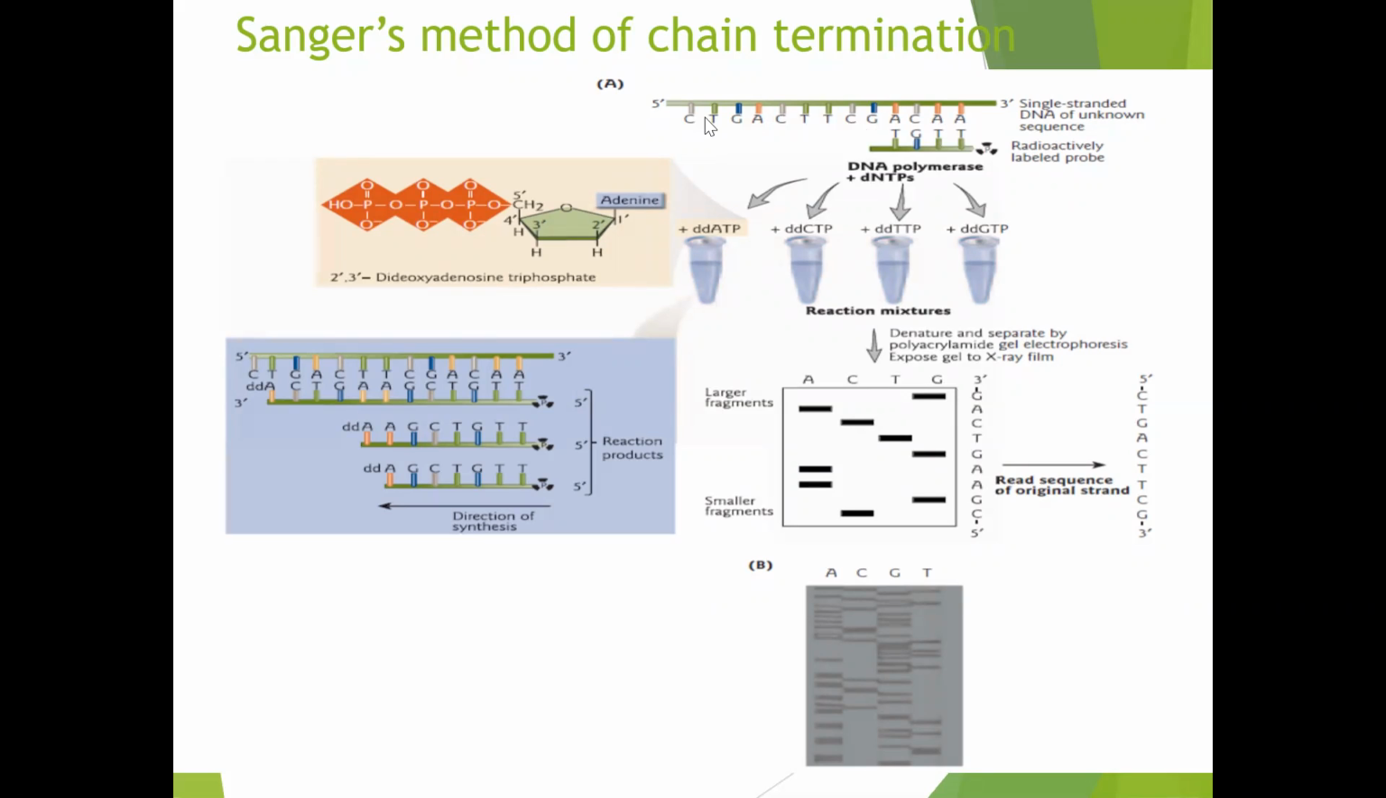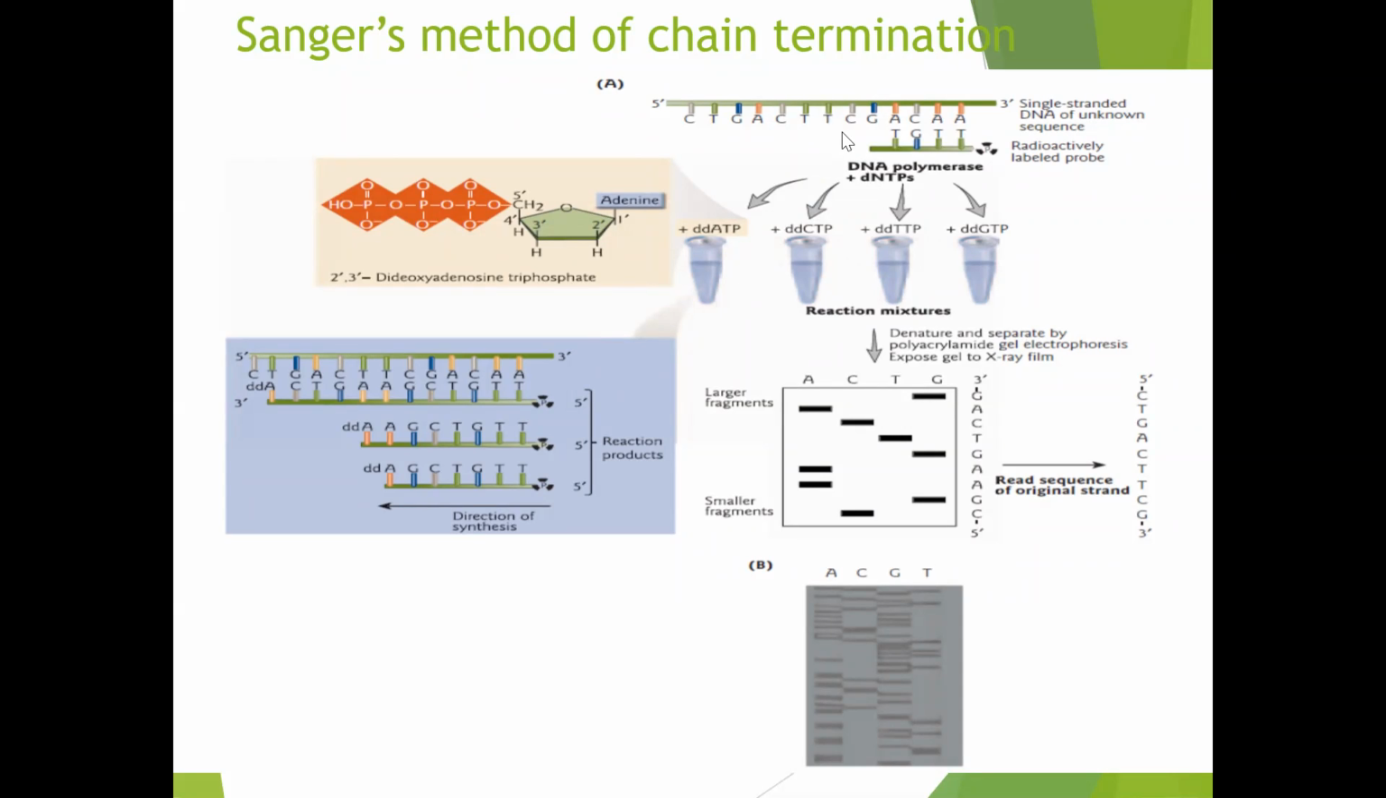1, 2, 3 positions. There are 3 positions in the template where T is present. That means there are 3 possible termination sites in the reaction where we have taken ddATP as chain terminator. So primer attached here, DNA synthesis will be going on by using the DNA polymerase enzyme and dNTPs. It goes on. Here, this is one possible termination site. So this will be one reaction product.